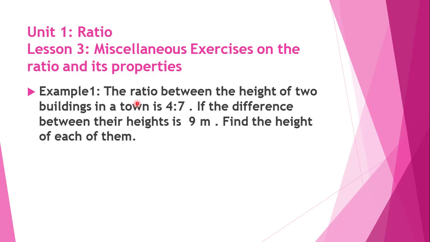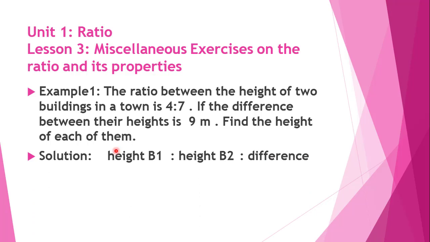For example, the ratio between the heights of two buildings. We have two buildings. The heights of them have the ratio of 4 to 7. If the difference between their heights is 9, find the height of each of them. Let's write this information in another form, like a table. Here we have the height of building 1, the height of building 2, and the difference.